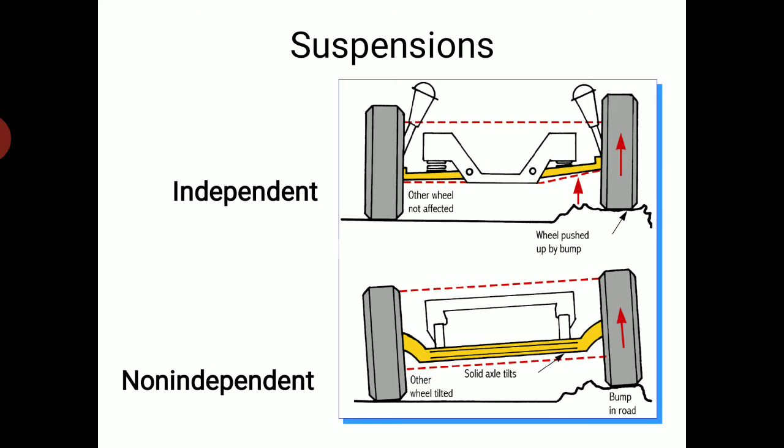So you can say independent: only the right wheel will be moving upward, and the other wheel is not affected here. Whereas here, both the wheels will be tilted in a non-independent suspension system.